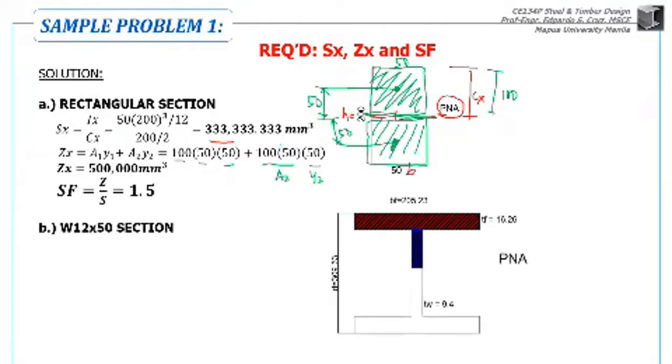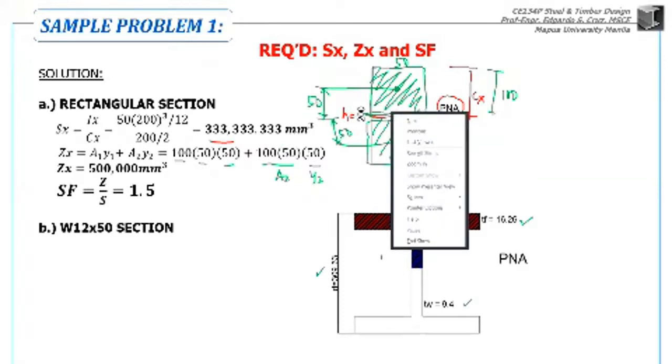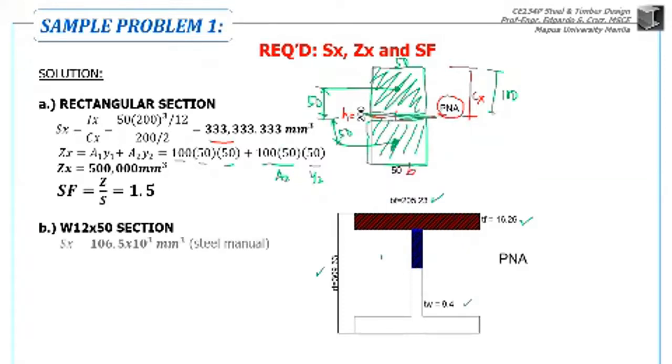Next, we have a W section 12 by 50. So I look at the steel manual and get the properties of the section for W12 by 50. So I got its BF, ito yung BF, ito yung thickness of the flange, ito yung depth, ito yung thickness of the web, etc. Okay, una, ano yung S of X niya? Ano yung S of X ng section? So, hindi ko na kinompute yung S of X ng section kasi nasa steel manual naman siya. So, kinopya ko na lang yung S of X value, 106.5 times 10 to the 3.